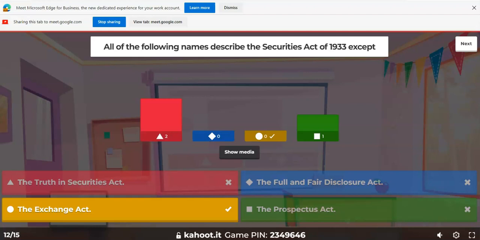Now, by the way, there's another nickname for the Securities Act of 1933. Can anyone tell me what that is? Another name for the Securities Act of 1933. Totally give you bonus points for this one. No, a thumbs down, Ashley, okay.